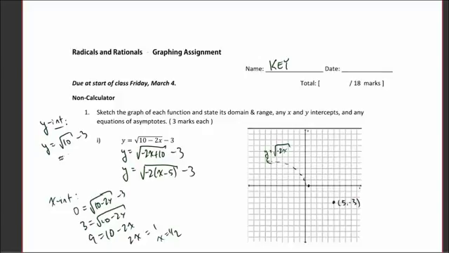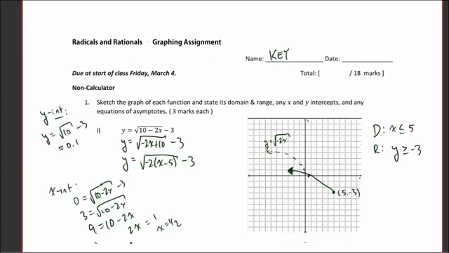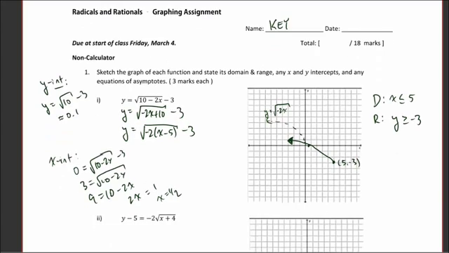We could find the y-intercept as well. We see it's √10 minus 3, which is a little bit more than 0, around 0.1. There's our graph, and we know the domain, everything less than or equal to 5. The range is everything above -3.